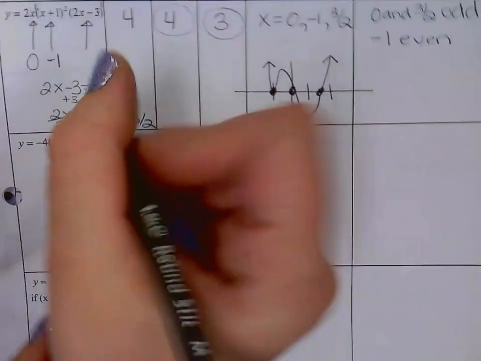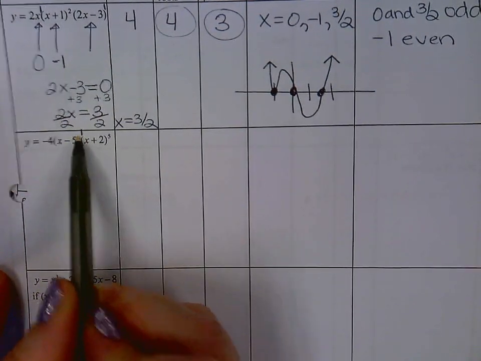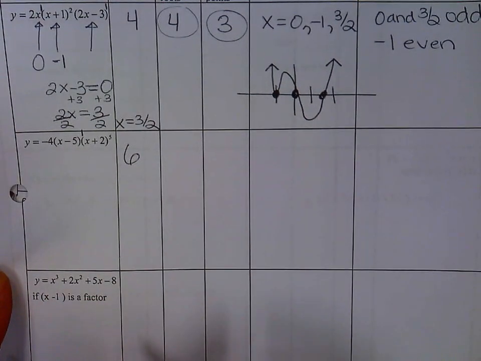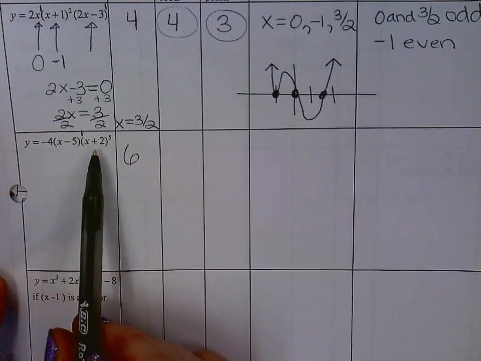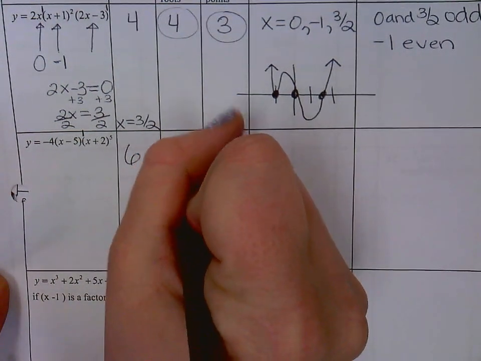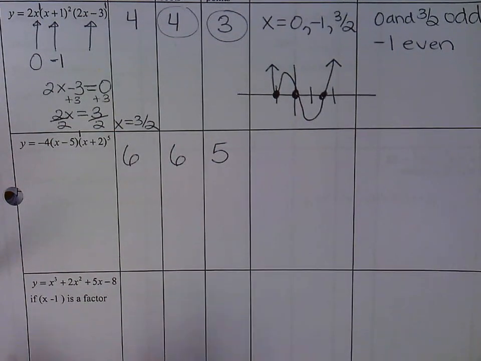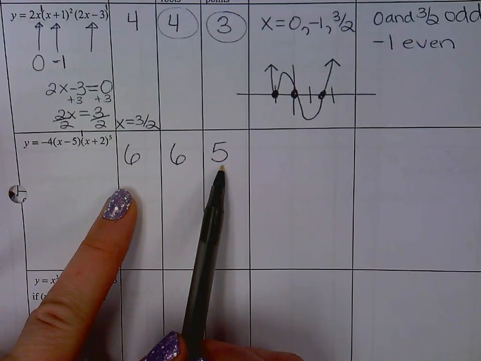So this has a power of 1, x to the first right here, and this has a power of 5. So my total degree is 6. If I was going to multiply all this out into standard form, it would have a degree of 6. So there are 6 possible x-intercepts and 5 possible turning points. Remember, these are always the same, and this is always one less.